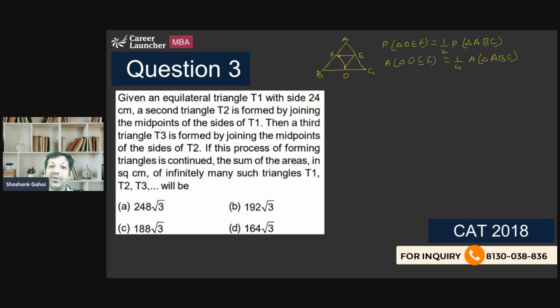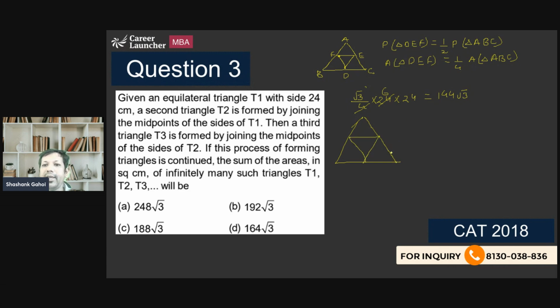So what is the first area? The area is going to be root 3 by 4 times a square. So that is 24 into 24, which is the area of the first triangle, that is T1. That is 6, so this comes out to be 144 root 3. That is the first area. Now, the first triangle looks like this, and its area is 144 root 3.